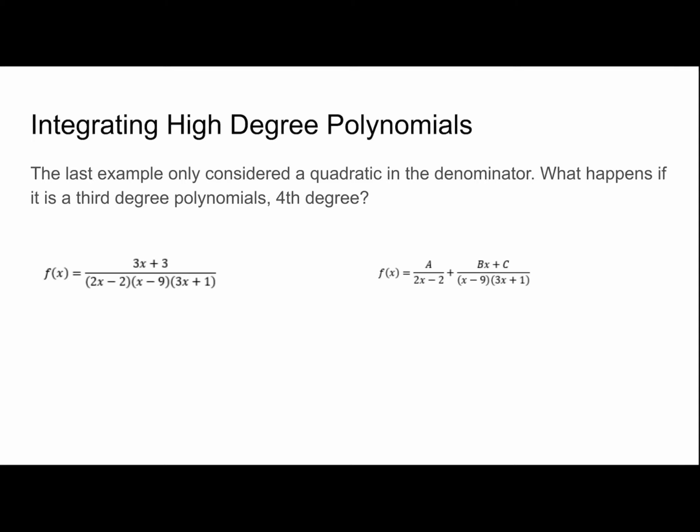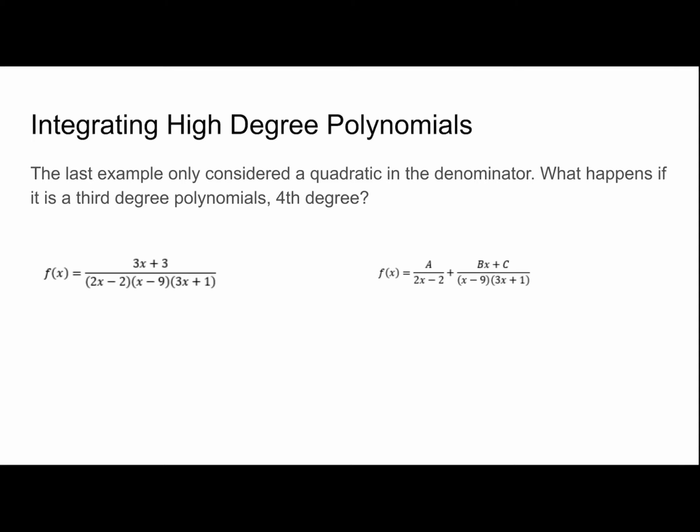Okay. So remember, whatever's on your top, so that's your a, your b, and your c, has to be 1 degree less than whatever's on the denominator. So for example, 2x minus 2 is degree 1. It's just x by itself. 1 degree less is just no degree of x. So therefore, you can just have a constant, a.